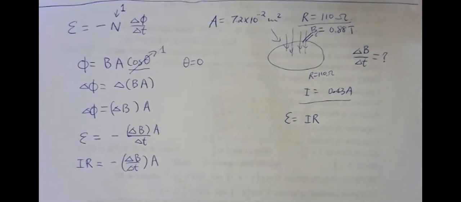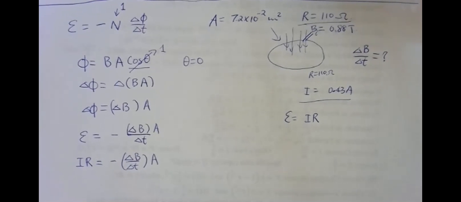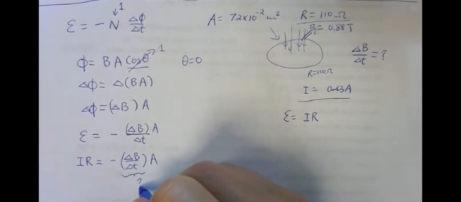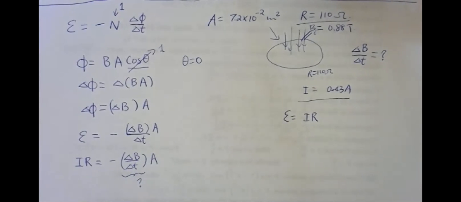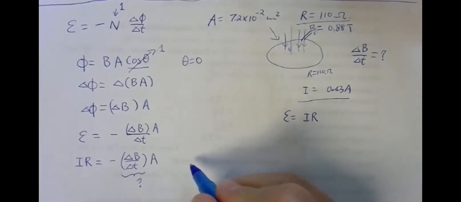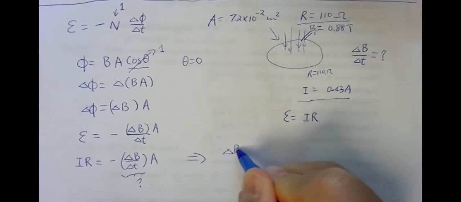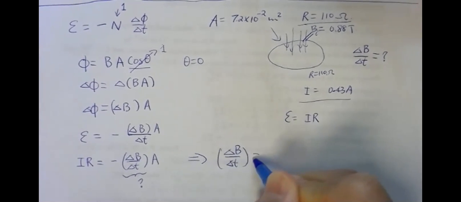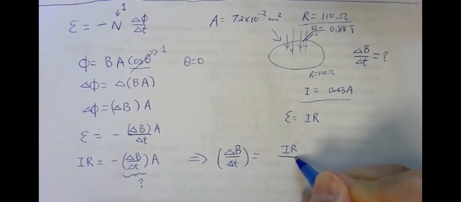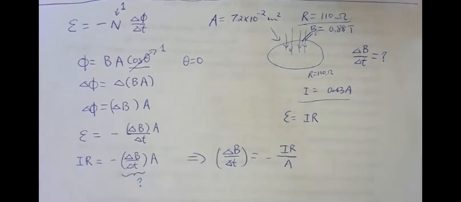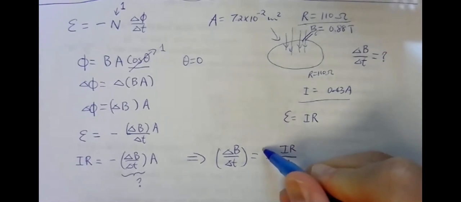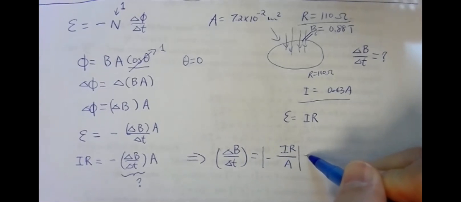All right, so I think in that sense, now we have everything we needed because we are looking for this guy, delta B over delta T. Then we can move this to the other side of the equation. So delta B over delta T then is equal to I times R divided by A, with a negative sign. Now, when you're looking for a rate that is changing, you only care about the magnitude of the rate of change. So you can forget about the negative sign, or you can take the absolute value of it.